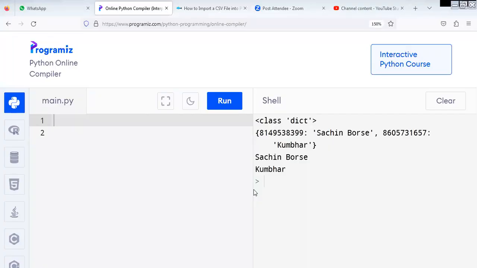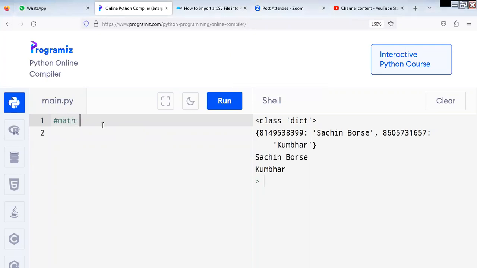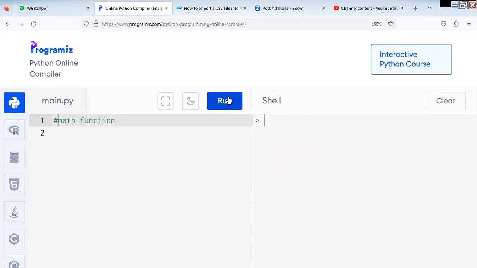So here I will find the square root of a number and its square. Square, you know how to do? Math function. Okay. Hash indicates what? This hash means this line will not be executed. It is a comment line. Hash means this line will not be executed.